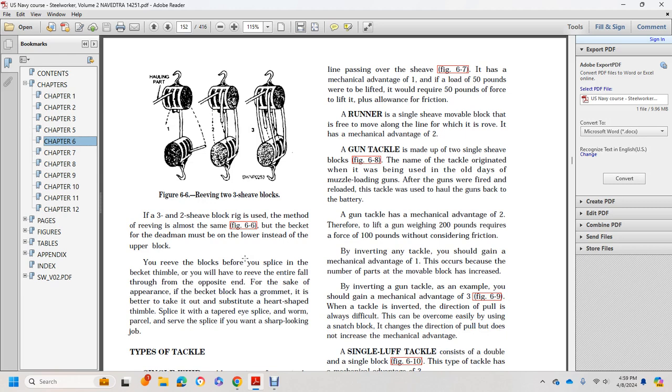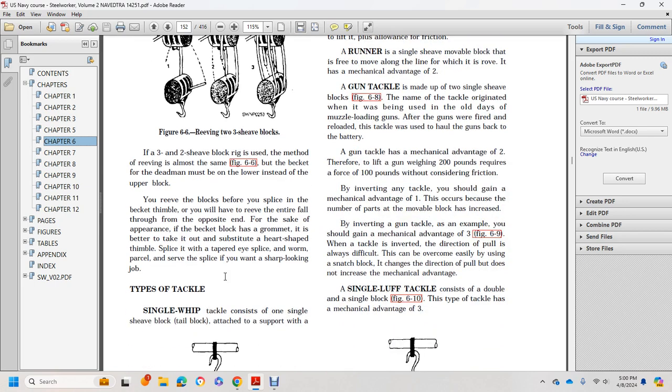When you reeve blocks before you splice the bucket, you will have to reeve the entire fall through from the opposite end. For the appearance of the bucket block, a grommet is better, taken out with a substitute of a heart-shaped thimble. Use a splice with a tapered eye, and serve the worm parts of the splice if you want a sharp-looking job. Types of tackle.